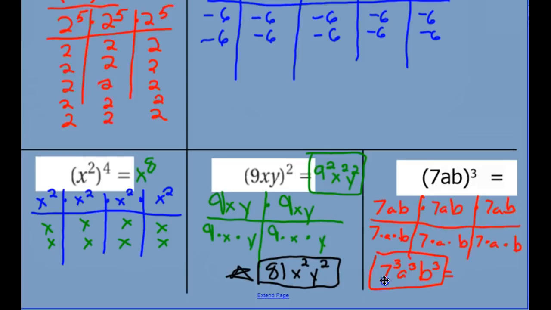A better answer would be to find out what 7 to the power of 3 is. Then we would have that times A to the third and B to the power of 3.